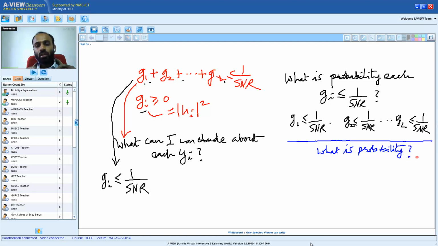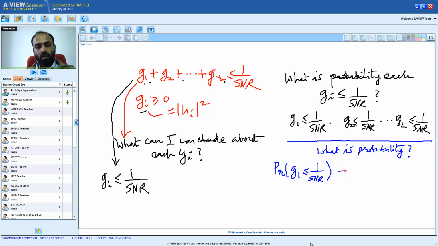What is the probability that G1 is less than or equal to 1 over SNR, G2 is less than or equal to 1 over SNR, GL is less than or equal to 1 over SNR? So for instance, let me ask a simpler question. What is the probability that G1 is less than or equal to 1 over SNR?